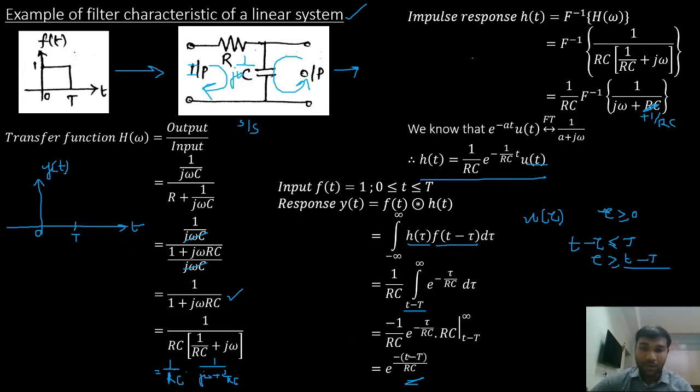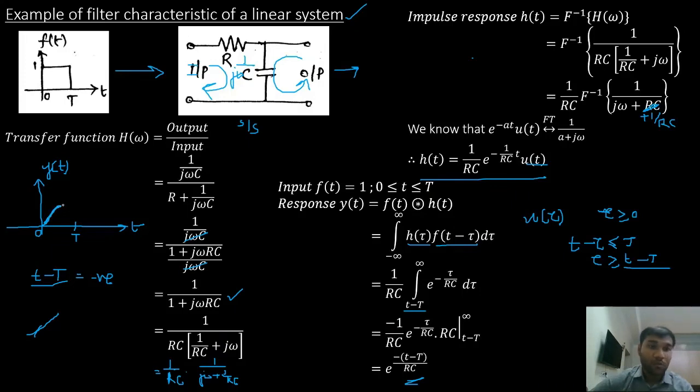So what happens? T minus capital T. What will this become? T is less than capital T. What is this going to be? This is going to be a negative number. So a negative number multiplied by a negative number, what is it going to be? It is going to be a positive number. So e power some positive number. That is a rising exponential, right? I can write it as a rising exponential.